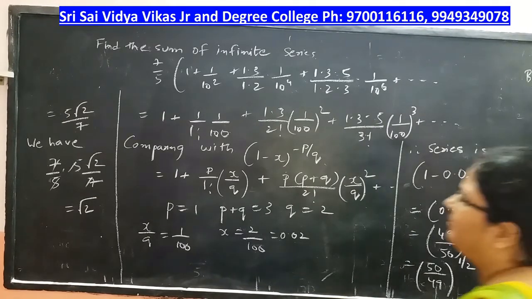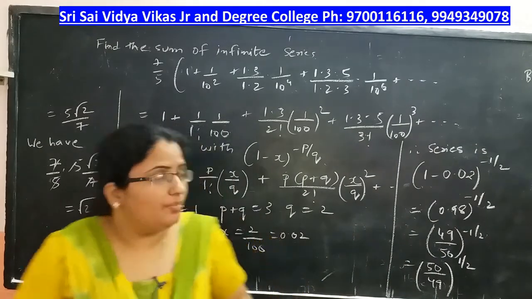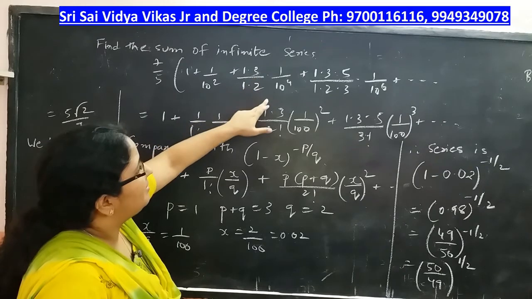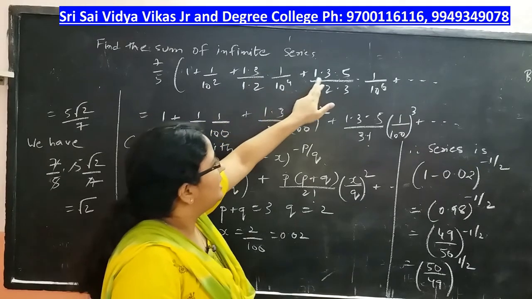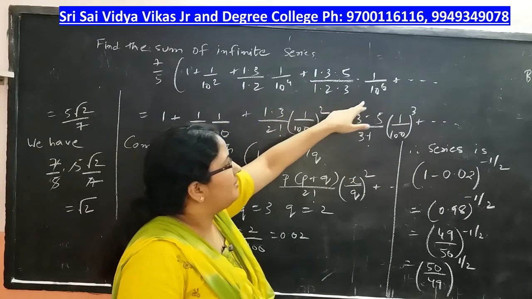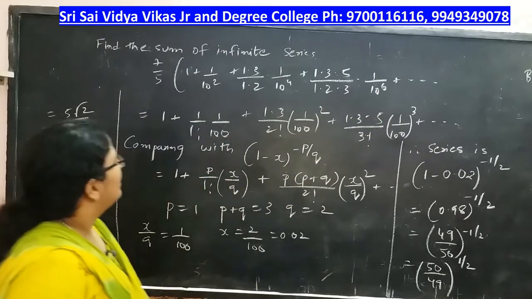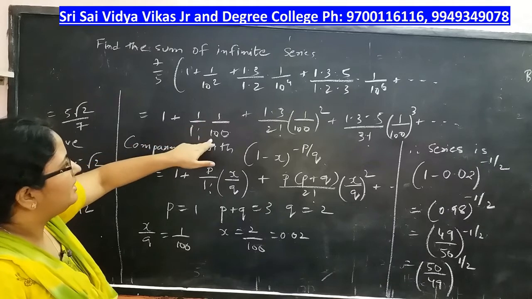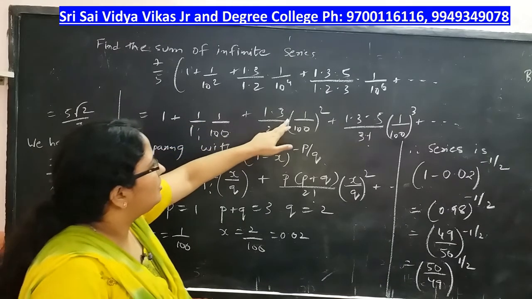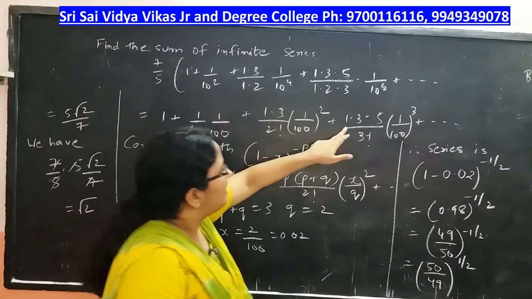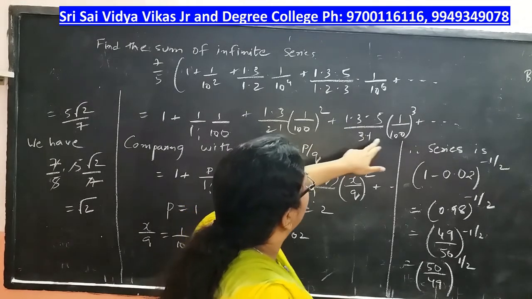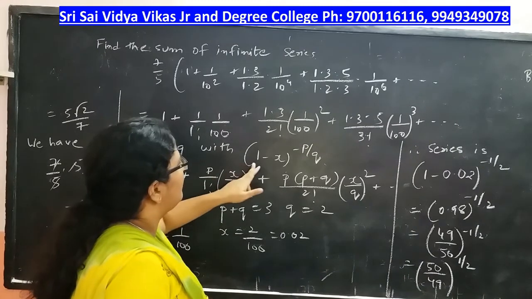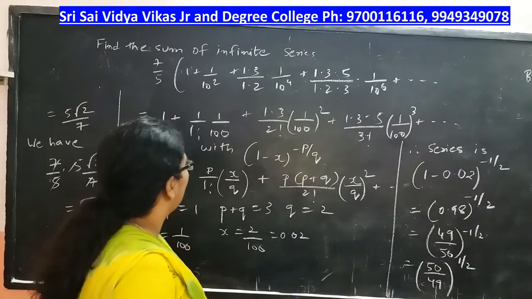In our next problem, we have 7 by 5 into 1 by 10 square plus 1 into 3 by 1 into 2 by 1 by 10 power 4 plus 1 into 3 into 5 by 1 into 2 into 3 by 1 by 10 power 6 plus so on. Consider 1 plus 1 by 1 factorial into 1 by 100 plus 1 into 3 by 2 factorial into 1 by 100 whole square plus 1 into 3 into 5 by 3 factorial into 1 by 100 whole cube plus so on. Comparing this with 1 minus x whole power minus p by q.